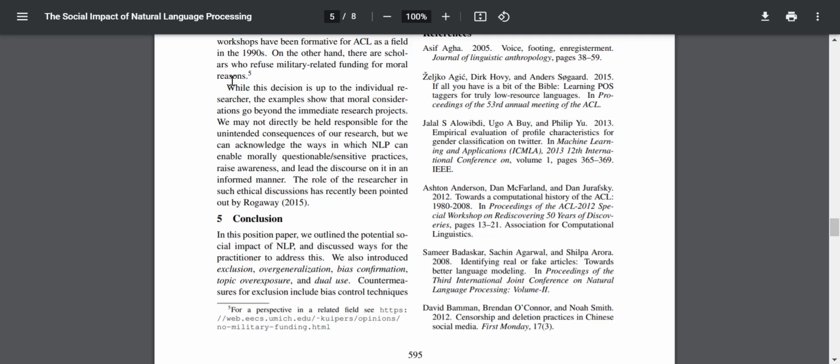While this decision is up to the individual researcher, this example shows that moral considerations go beyond the immediate research projects. We may not directly be responsible for the unintended consequences of our research, but we can acknowledge the ways in which NLP can enable morally questionable or sensitive practices, raise awareness, and lead the discourse on it in an informed manner. So I'll just give a far-fetched example.